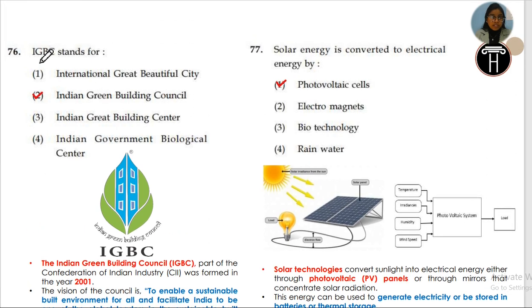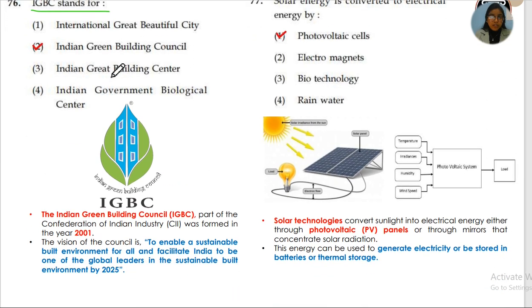Next question you have is IGBC. It stands for what? What is the full form of IGBC? So the full form of IGBC is Indian Green Building Council. This is the logo of your IGBC.